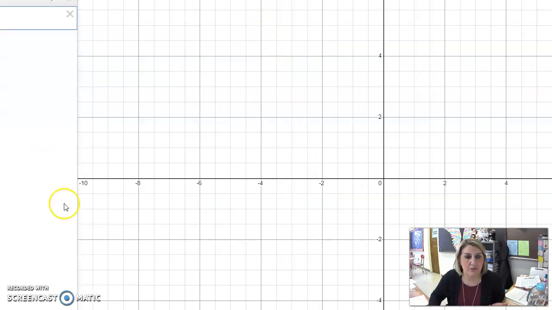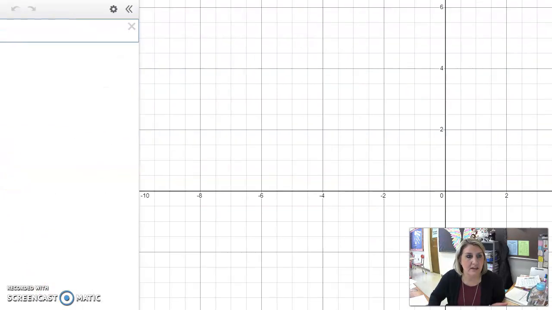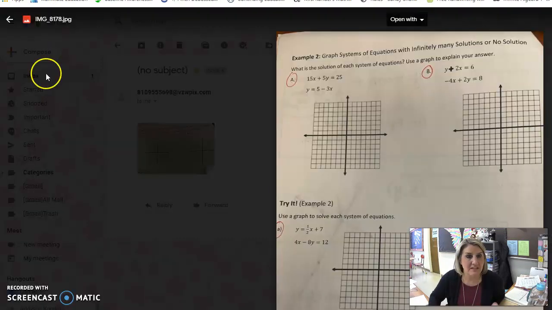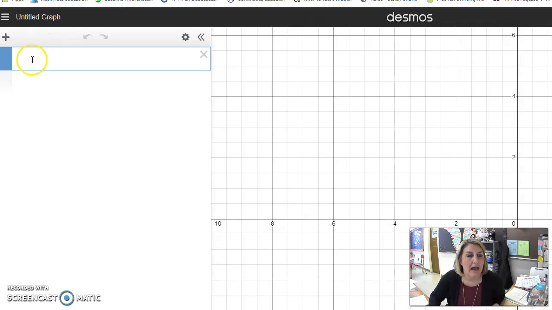I don't know if I can move this. Oh, I can. So this is what pops up. In here is where you're going to type your equations. So we do have these equations that we're going to look at that we're going to type in, but I do want to show you how to actually do one of these.